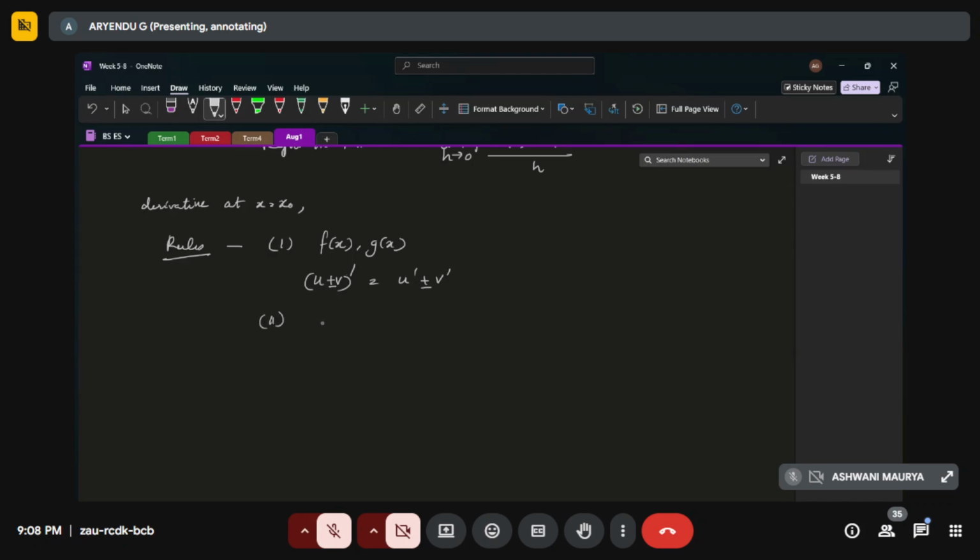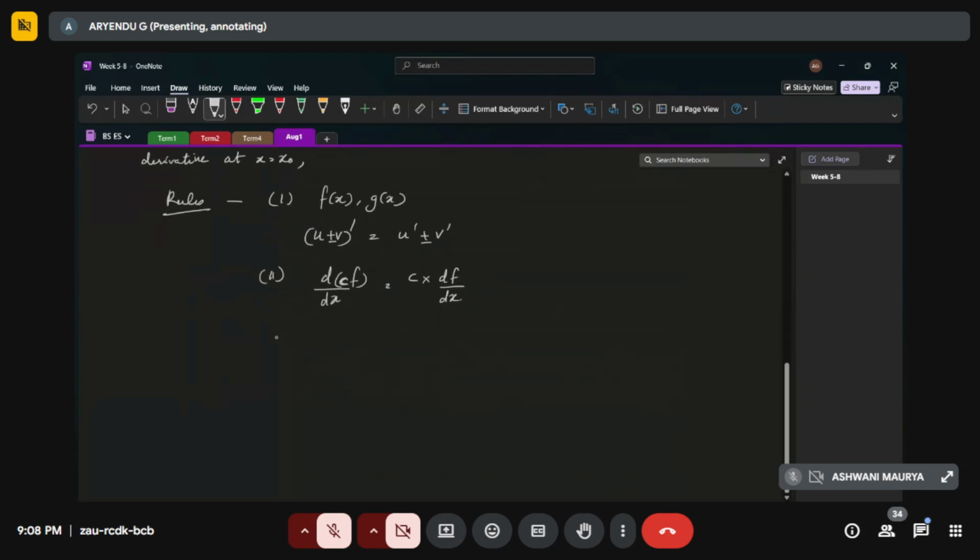And if you have to take the derivative of a function like this, c is a constant, so you can take the c out and multiply it by the derivative of the function. Then you have the product rule, which is a very important rule.